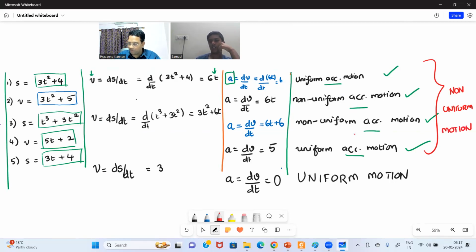What does non-uniform motion represent? What does it mean? Where velocity is not constant. Or in other words, where V is not constant and it also depends on time. That's correct. The moment you say V is not constant, it means that it depends on time. Acceleration is not zero in all these four.